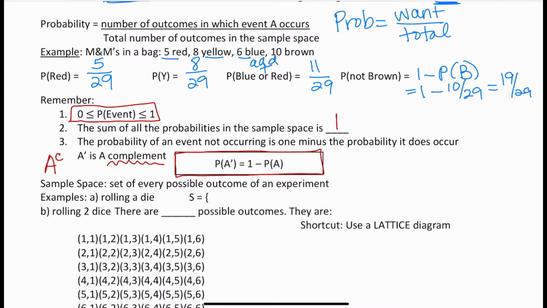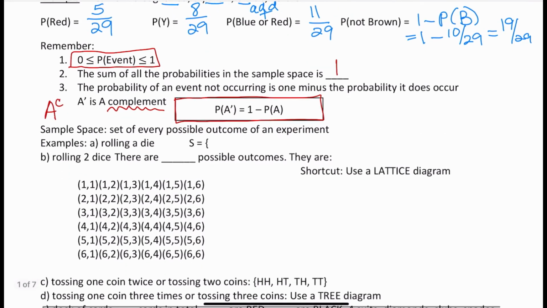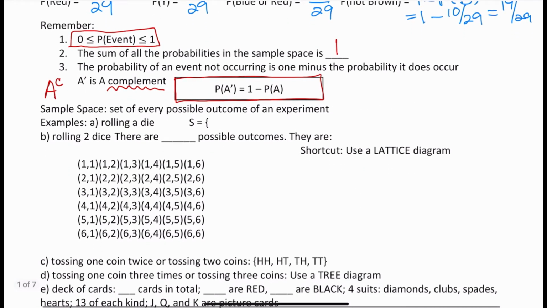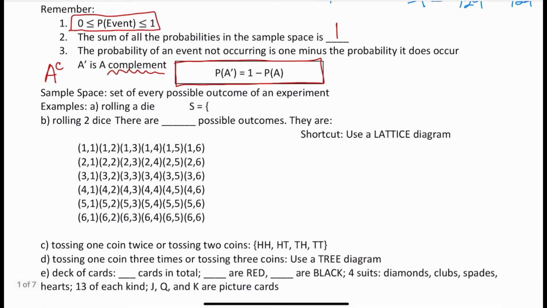Think of it in terms of if there is a 40% chance of rain, that means there's a 60% chance it doesn't rain. So basically what you've done is subtracted from 100%. So here it's very similar, except that in terms of percent, it's 100%. Here, probability is out of 1. A few other important definitions. Sample space is basically just the set of every possible outcome of an experiment.